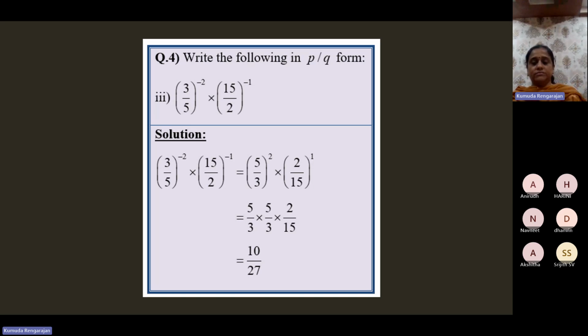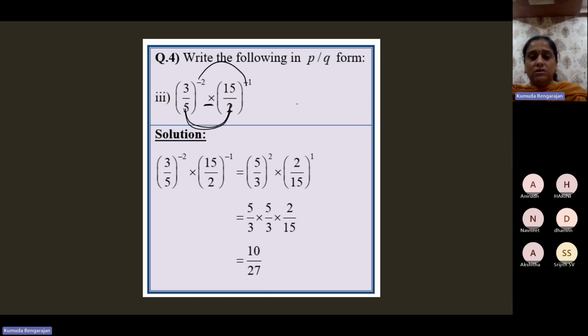Yeah, this is the next one. So here also, children, please listen to me. Stop working, listen to me. Here also, you see the bases are different. It's multiplication, but bases are different, powers are different. No rule.